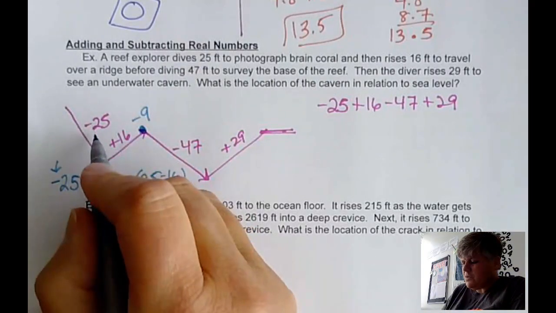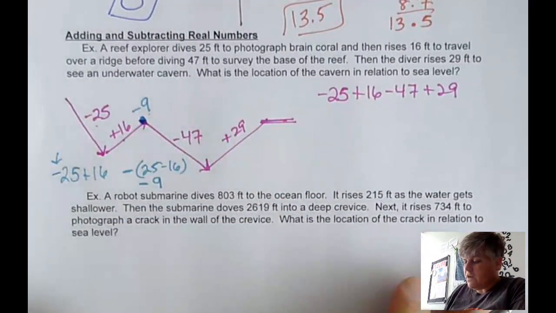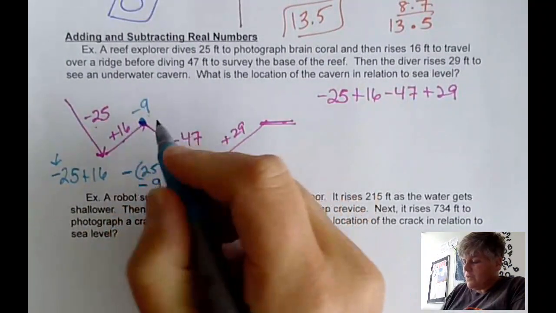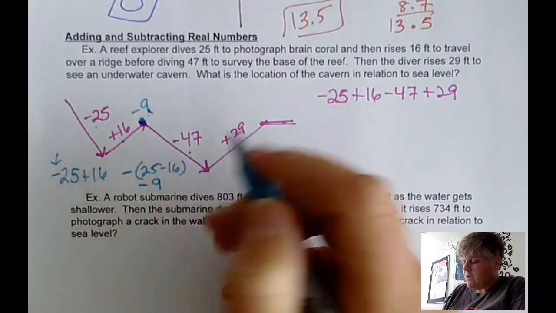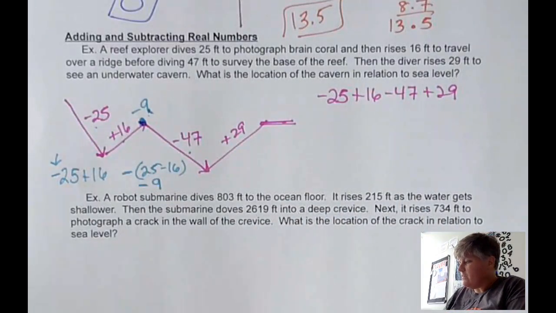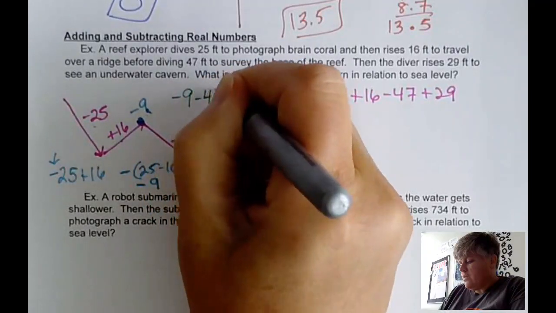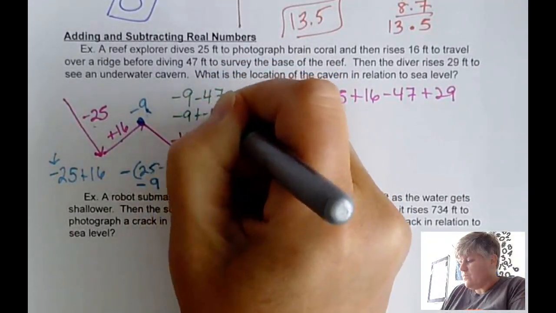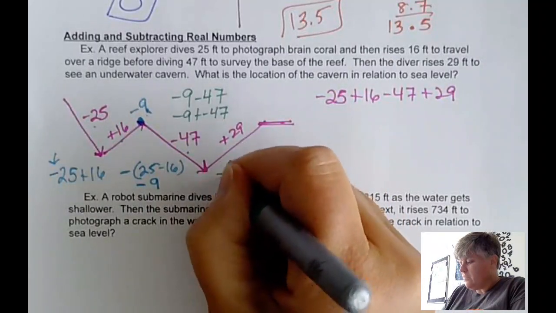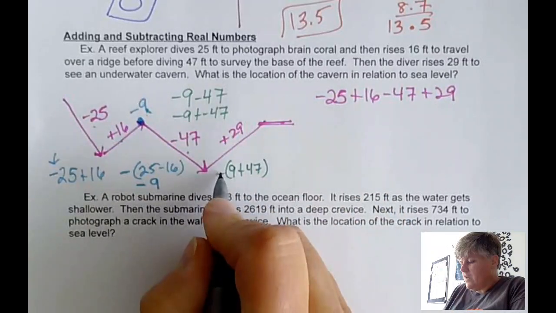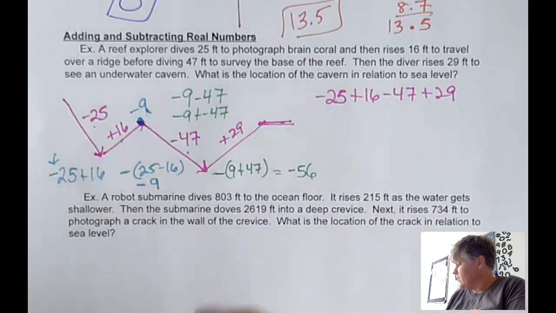So at this point he's at negative 9 feet. Does that make sense? Because we said negative 25, he went down 25, went back up 16. So he's at negative 9 feet, 9 feet below sea level. Now he's going down another 47 feet. So we've got negative 9 with another 47, which means we're going to add that 47 to the negative 9. But we're going to keep that sign negative, which gives me a negative 56, I believe.